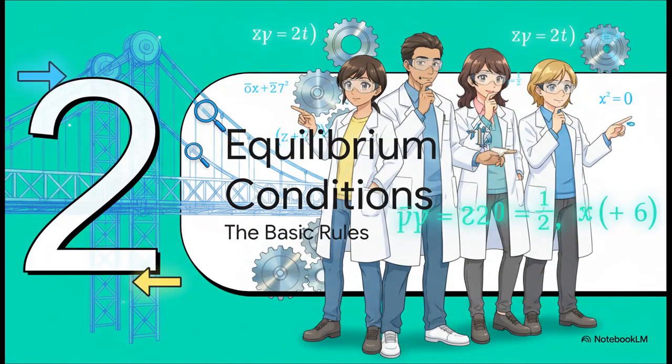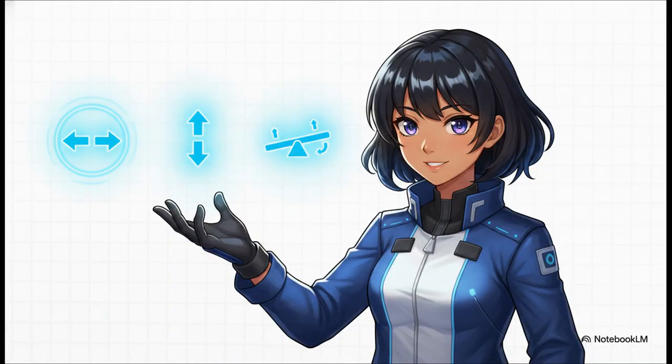Moving right along to Section 2, the basic conditions of equilibrium. So, to actually guarantee that stillness, engineers rely on these three golden equations. It's a beautiful rule of threes, actually. First, all horizontal forces, the pushes left and right, they absolutely must cancel out. Second, all vertical forces, gravity pulling down and the earth pushing up, those must cancel out too.